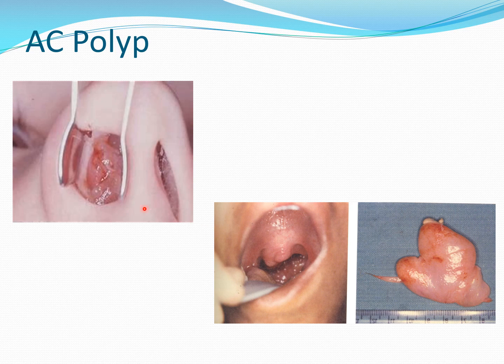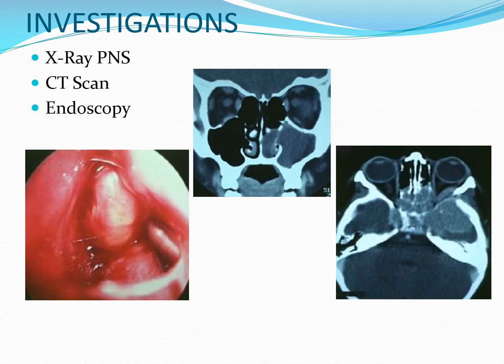You can see a unilateral nasal mass. Posterior rhinoscopy will show a mass in the nasopharynx, and the mass has pushed the soft palate downward. This is the polyp: antral part, choanal part, and the nasal part.